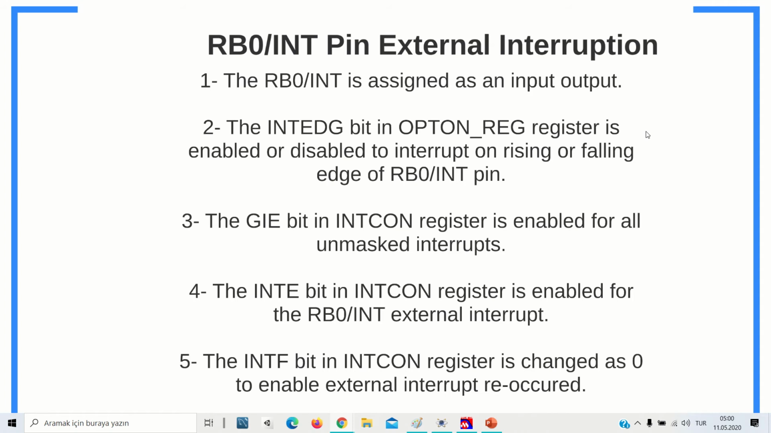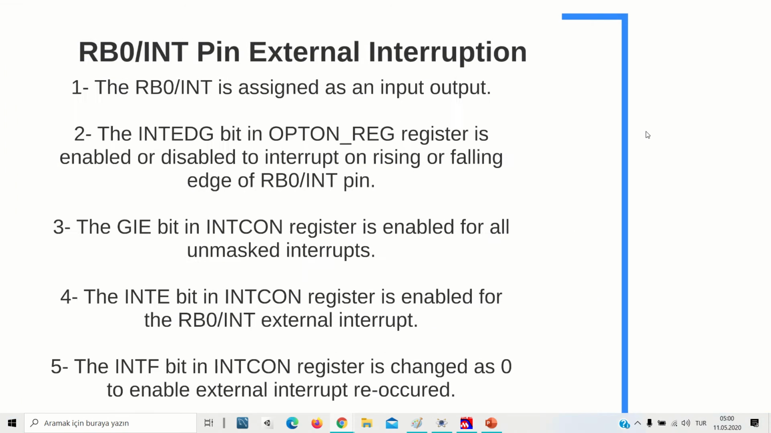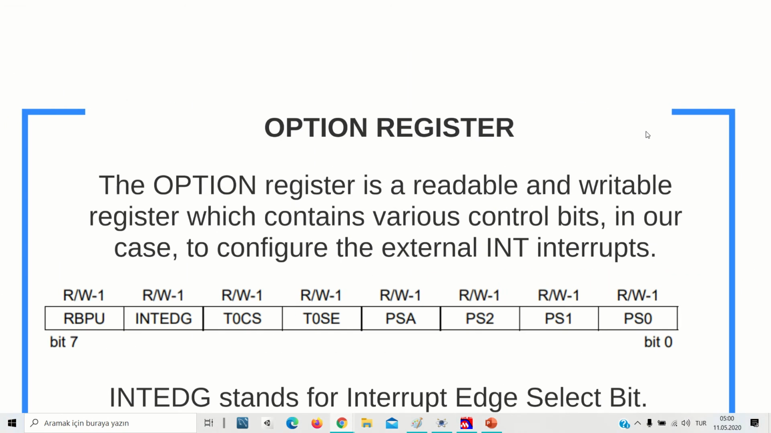And finally, we have to change the value of the INTF bit in the INTCON register, because it will be 1 after the interruption. We should allow the microcontroller to call the subprogram again and again. That means every time the interruption is ended, we should change the value of the INTF bit to 0. Let's look at it in detail.